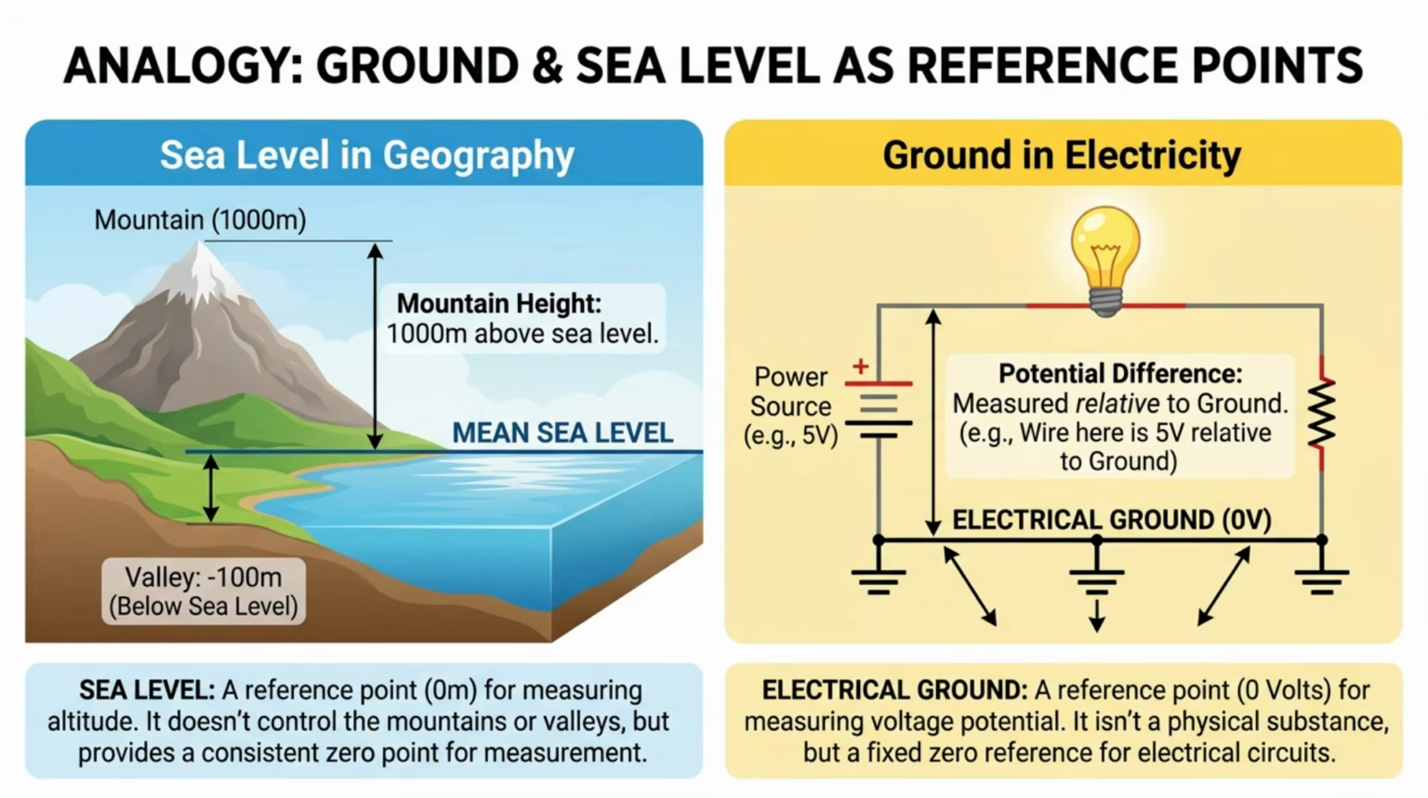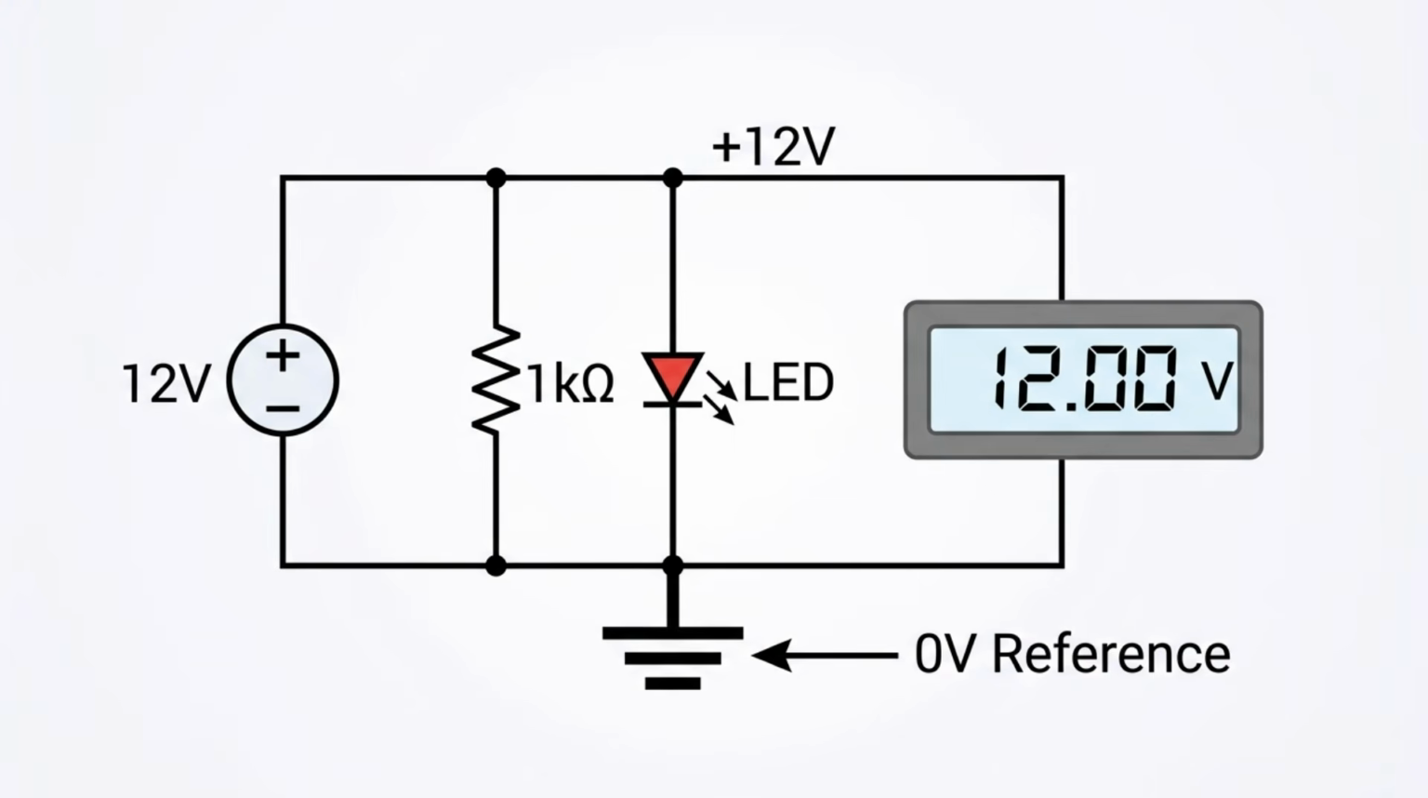A useful analogy for ground is sea level in geography. Sea level is not a physical object that controls mountains or valleys, but it serves as a reference point for measuring altitude. When we say a mountain is 1,000 meters high, we mean 1,000 meters above sea level. Ground serves the same purpose in electrical engineering. A node at plus 12 volts is not absolutely 12 volts. It is 12 volts higher than the chosen ground reference. Without the reference point, the number itself has little meaning.